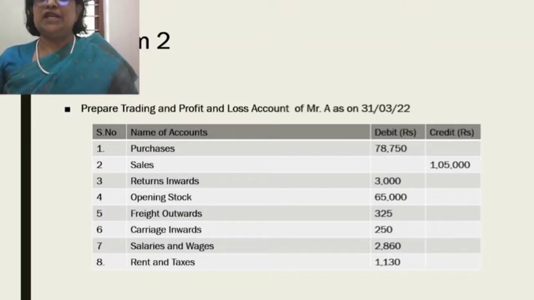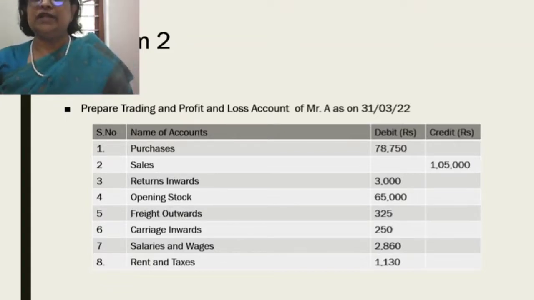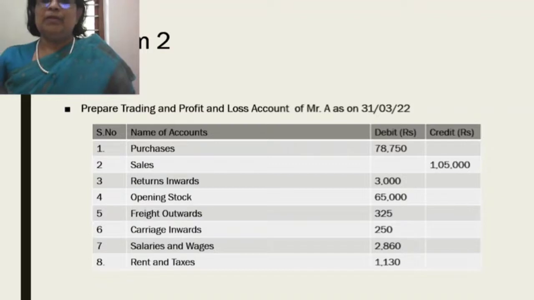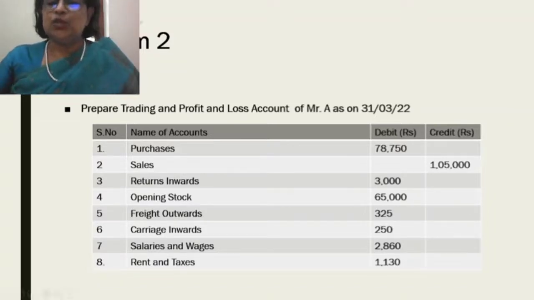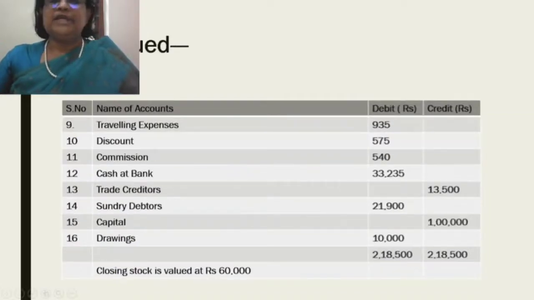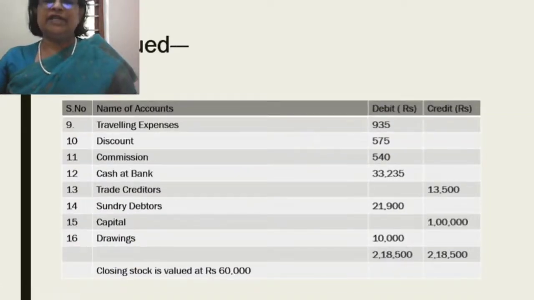Prepare trading and profit and loss account of Mr. A as on 31/3/2022. Purchases 78,750. Sales credit balance 1,05,000. Returns inwards 3,000. Opening stock 65,000. Freight outwards 325. Carriage inwards 250. Salaries and wages 2,860. Rent and taxes 1,130. Traveling expenses 935. Discount 575. Commission 540.